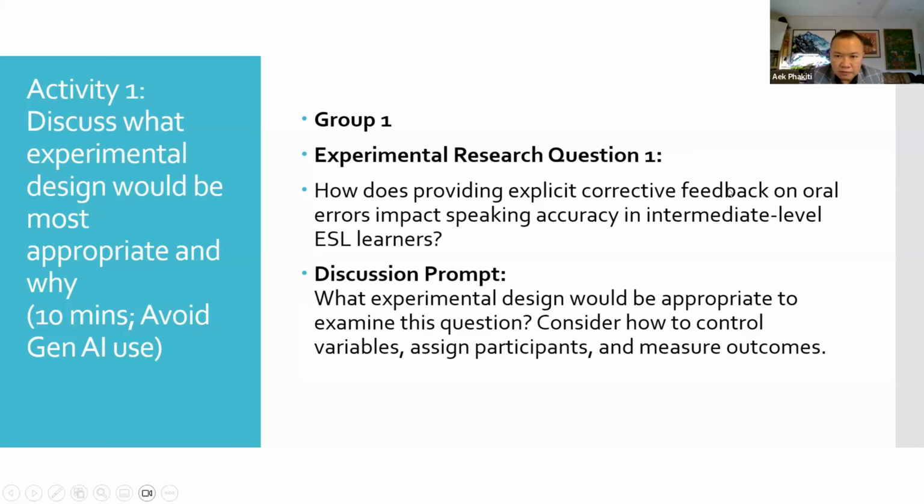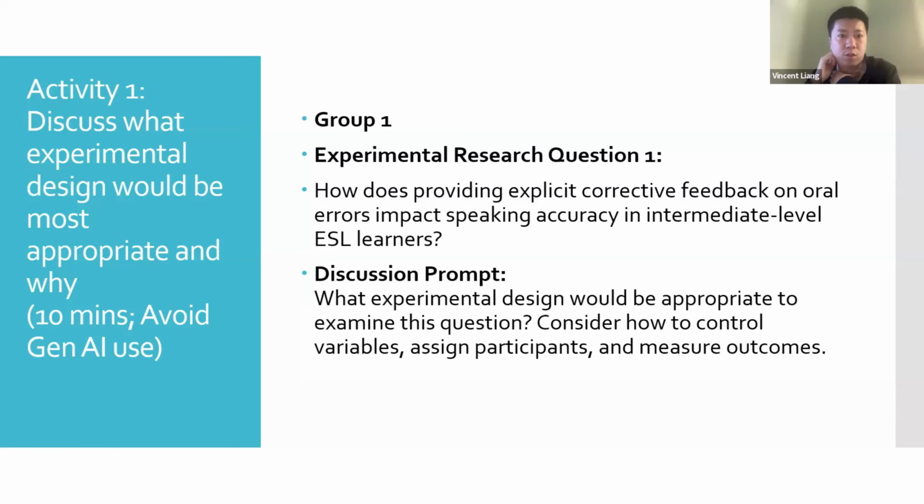How does explicit corrective feedback on this, the independent variable is? Feedback. Okay, feedback, but explicit corrective feedback is the independent variable. What about the dependent? The speaking accuracy? Yeah, okay. So that's it. So how would you design this?